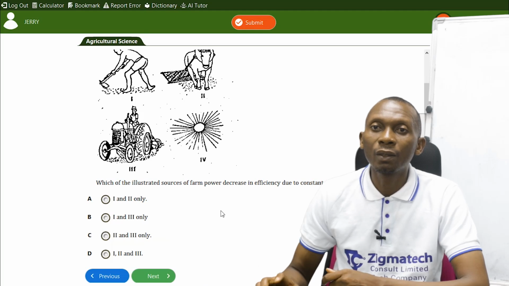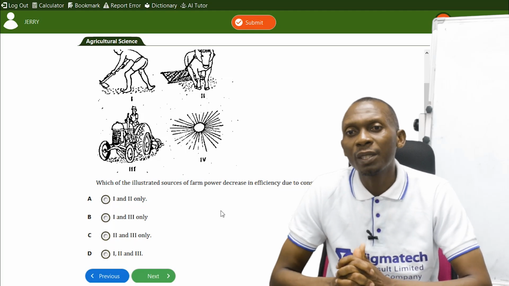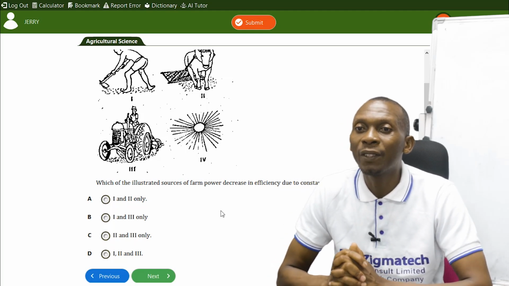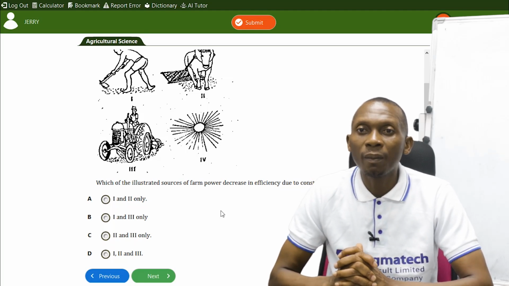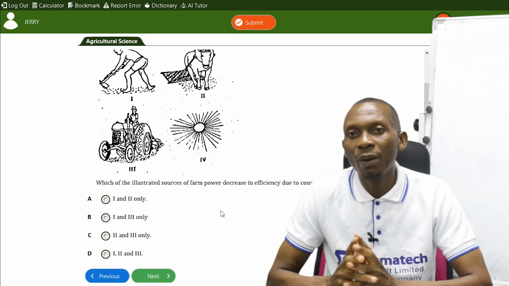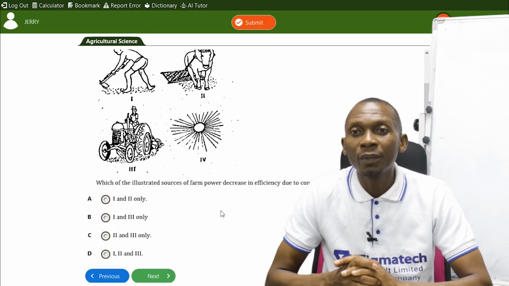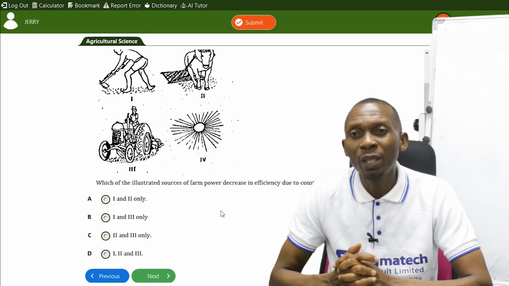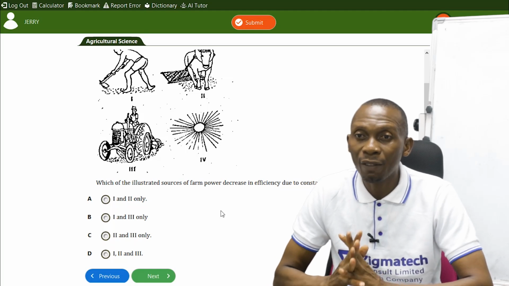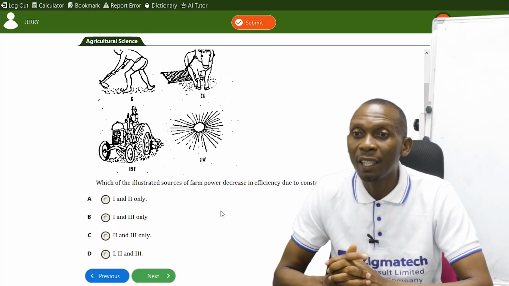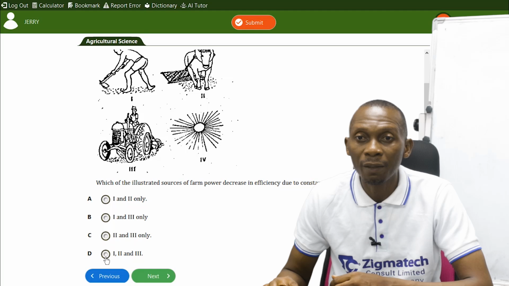Okay, still on this topic, using these illustrations, these diagrams, the question says, which of the illustrated sources of farm power decreases in efficiency due to constant use? So these sources of farm power, man and animals, are subject to fatigue, they are prone to sickness, machines are subject to wear and tear, but when it comes to solar power, it's a free gift of nature, and solar power is ever constant. It doesn't decrease in efficiency. So the answer here is 1, 2, and 3, which is D.